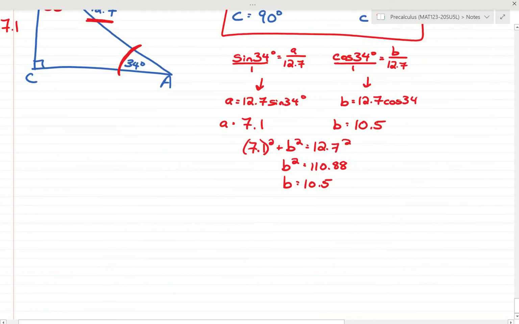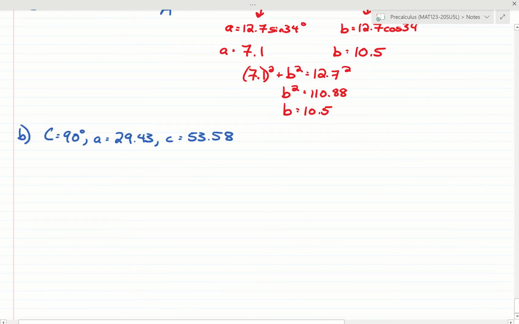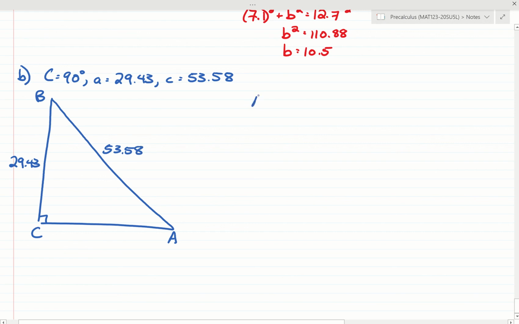Let's do another problem. How about if we had something like this? Let's say we had angle C is 90 degrees, side A is 29.43, and side C is equal to 53.58. So angle C is the 90-degree angle, and it doesn't matter which one we pick for A and B. We know side A is 29.43. We know side C is 53.58. So let's get set up over here.